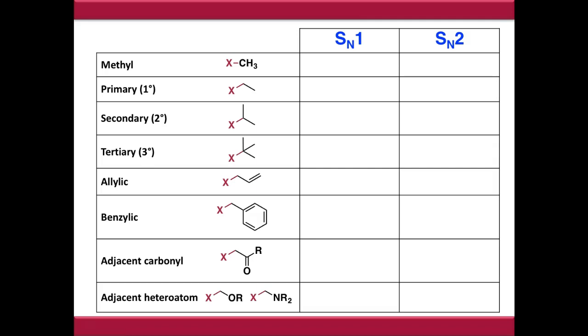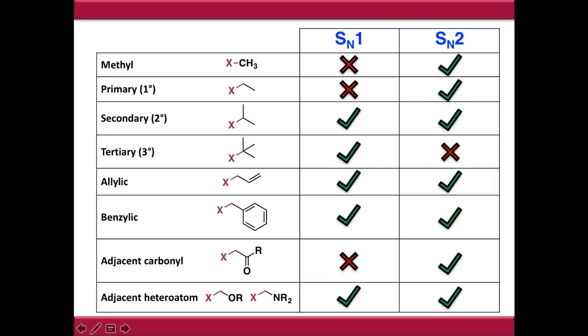By way of a summary, here's a list of our electrophiles that we've covered in some of these reactions, and let's see how they perform in terms of SN1 and SN2. Methyl and primary alkyl electrophiles will never undergo SN1 reactions. The carbocation intermediates that they form are just too unstable. They will undergo SN2 reactions, however, due in part to the fact that they have very little steric hindrance around them. SN1 and SN2 are possible for secondary alkyl electrophiles.